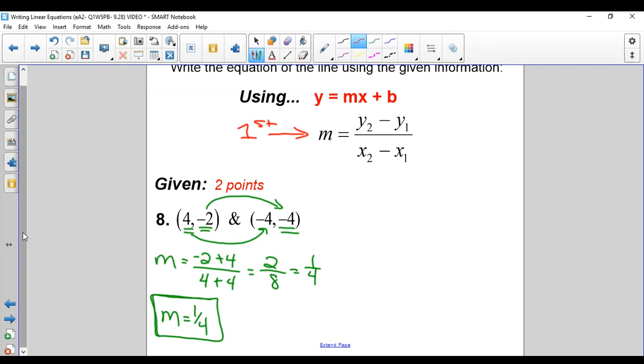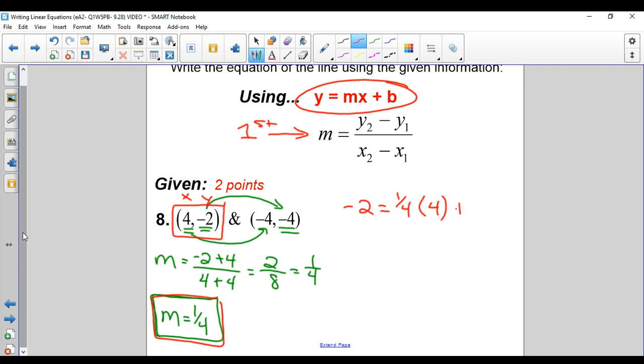Now, you still got to pick a point, pick whatever one you want. I'm going to pick the first one again, only because this one has at least one positive number in it. I would rather use more positives than negatives throughout the process. That's your call, though. Both points will work. I'm going to use that point with this slope, so that's your x and a y. I got my m, so I plug it in to slope-intercept form, so it's -2 equals 1/4 times 4 plus b.